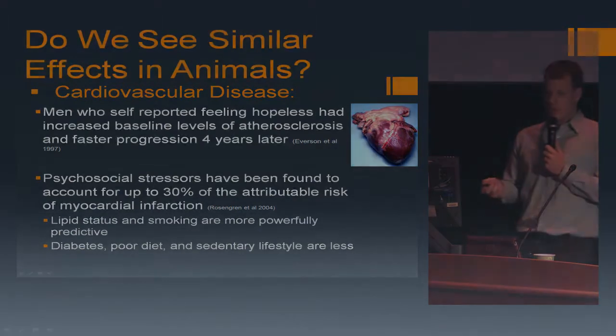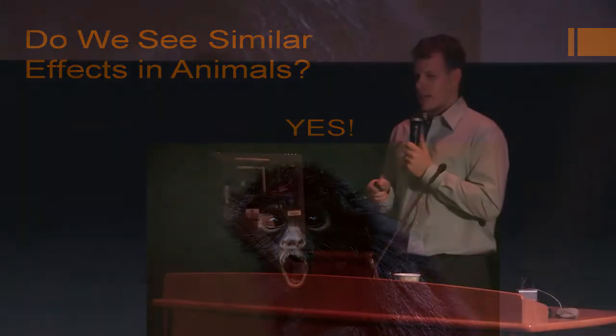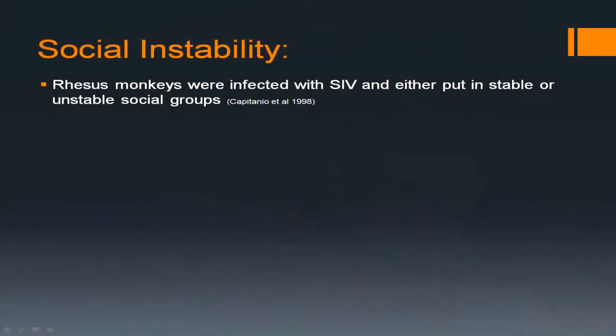And so obviously we want to know, do we see similar effects in animals? And as it turns out, yes. So I just want to run you through a few quick examples. Hopefully I have enough time to get through them all. Looking at these, we're going to look for essentially exact parallels within animals. And so in one example here, we have rhesus monkeys.